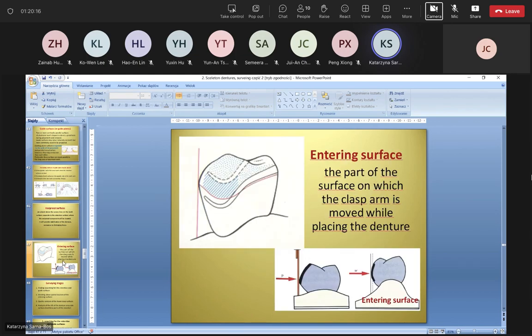And the entering surface is the part of the surface on which the clasp arm is moved while placing the denture. So this is the entering surface on which the clasp goes down to the retentive surface. This is the entering surface.